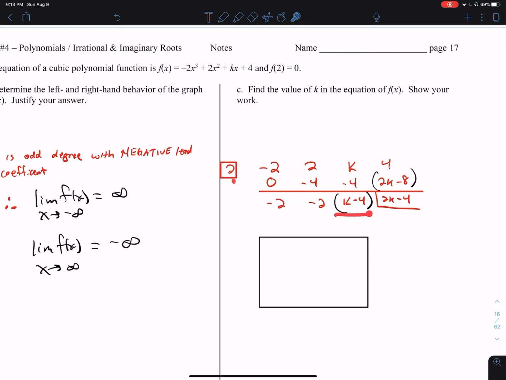If I multiply 2 times that, I'm doubling each of those. And then if I add these together, I get negative 2. I get positive 2k minus 4. This remainder, 2k minus 4, is supposed to be 0. So if I simply set that equal to 0 and solve it, I'm going to get k equals 2.